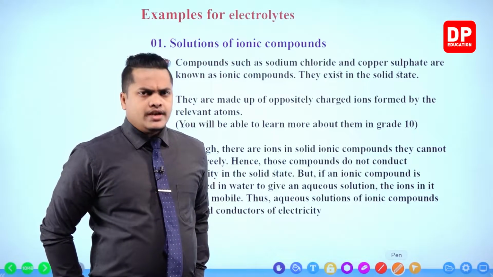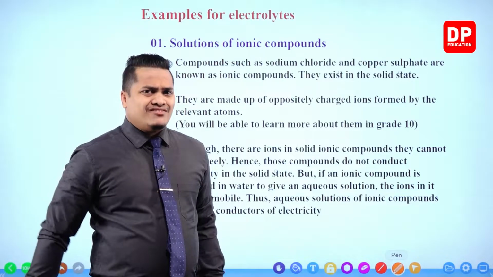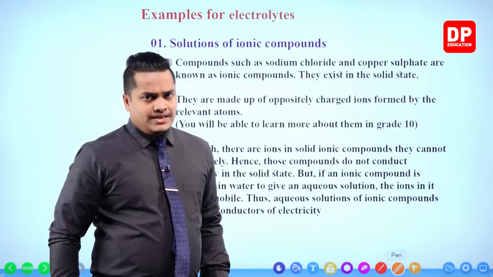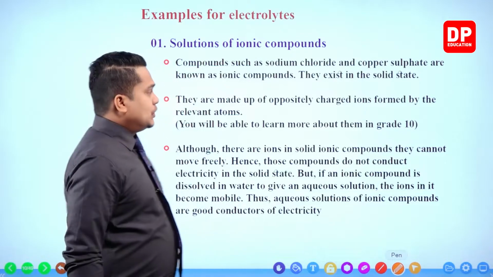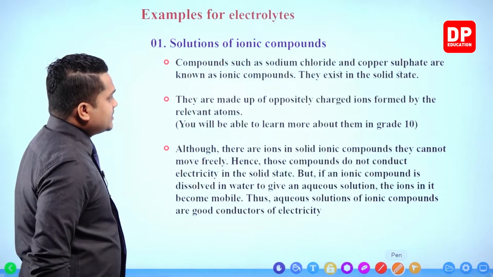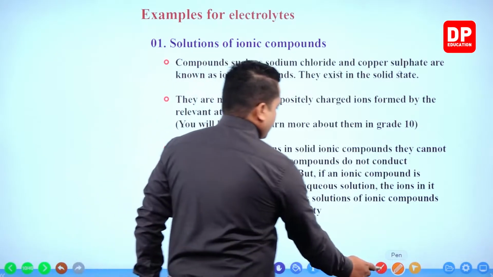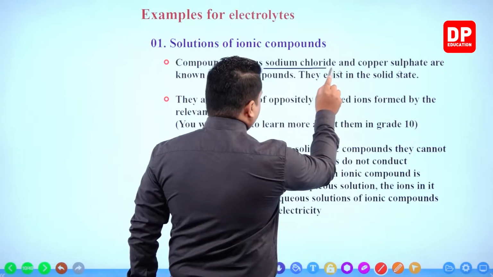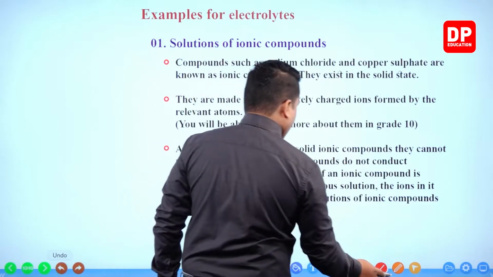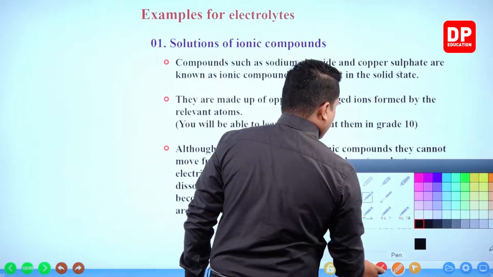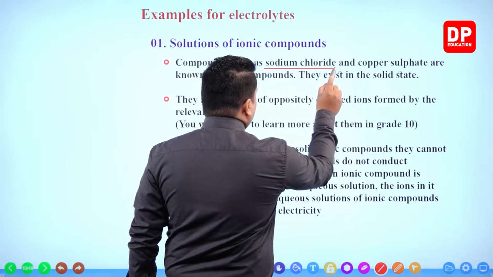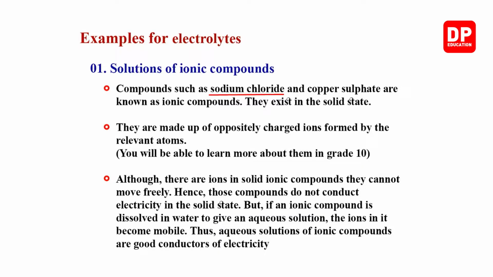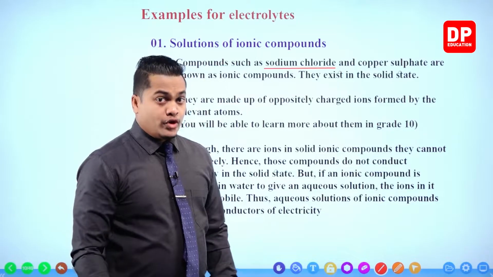Solutions of ionic compounds. So let's see what this ionic compound is. What kind of a thing is this ionic compound? Compounds such as sodium chloride. You know that sodium chloride is also called common salt. Sodium chloride is the chemical name for common salt.